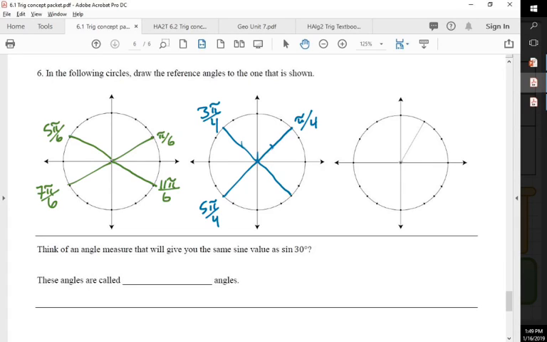And what would this last one be right here? 1, 2, 3, 4, 5, 6, 7 pi over 4. 7 pi over 4, right? Because one more would be 8 pi over 4, which would make 2 pi, because all the way around is 2 pi.